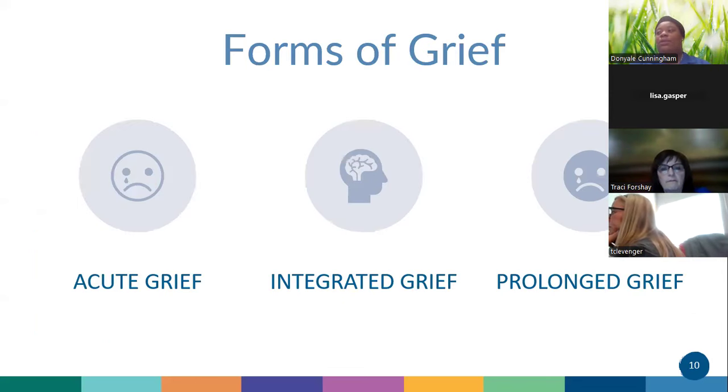So there are three forms of grief. There's acute grief, which I mentioned is that initial stage. Then it goes into integrated grief, which becomes more permanent, and then prolonged grief. And then prolonged can be difficult to return from. So we're going to, again, break these down in our next couple of slides and talk about each one of these forms of grief.